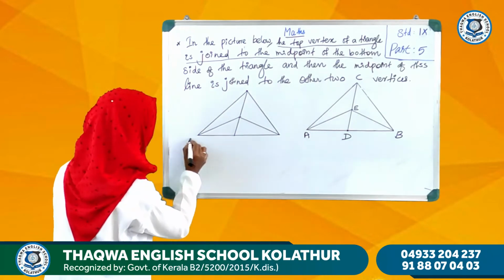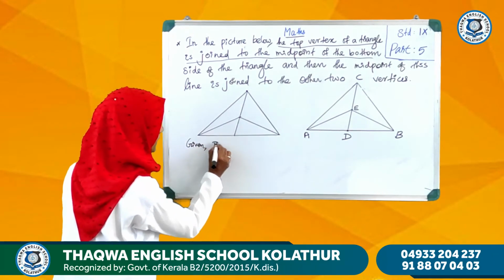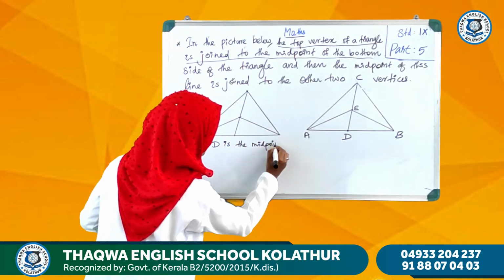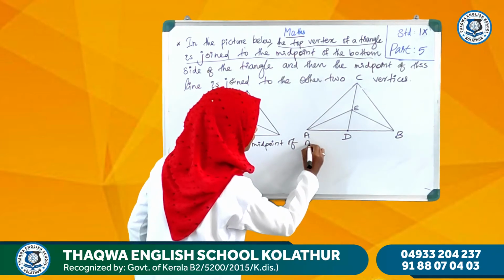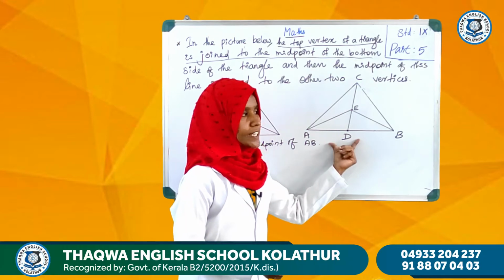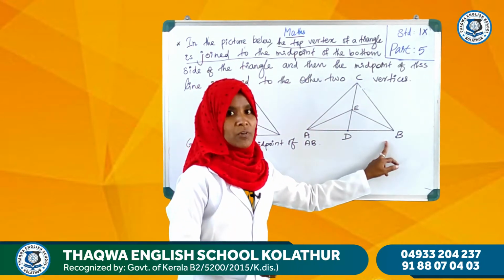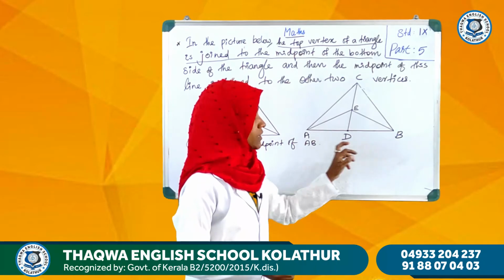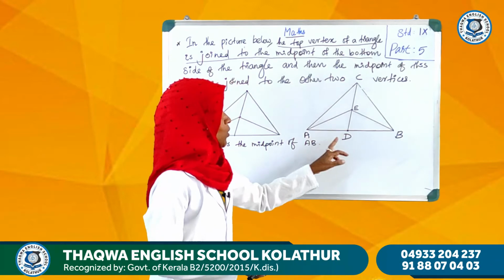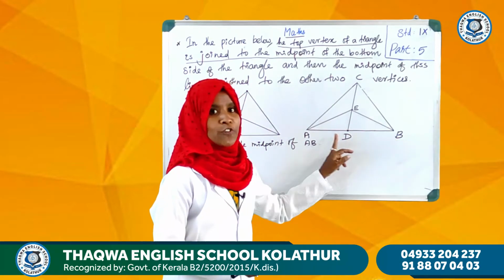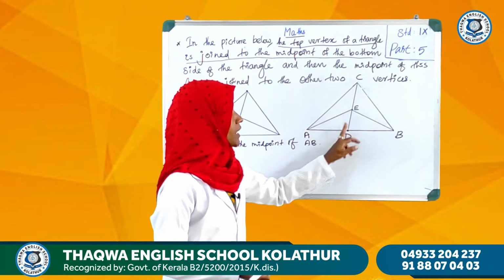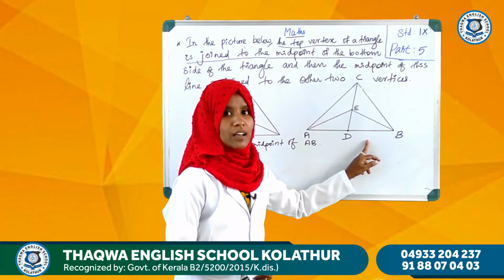Given D is the midpoint of AB. Okay. So we can say that our triangle ABC is divided into two triangles, triangle ADC and triangle BDC. And also, since D is the midpoint of AB, their areas are also equal. That is, area of triangle ADC is equal to area of triangle BDC.